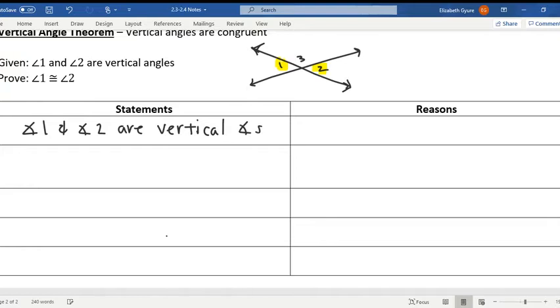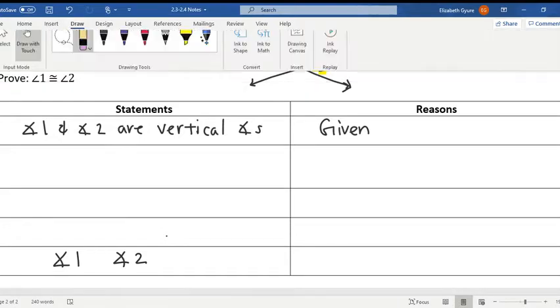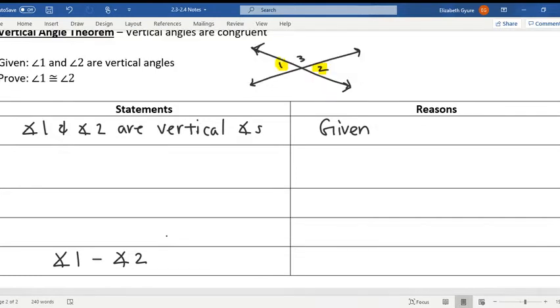I know that in the book, it does not list that in the proof, but I always put the given. And then our last step here is going to be that angle 1 is congruent to angle 2. Now you're going to notice that I do a few things slightly different than your textbook. So do what I do, not necessarily what the textbook does.